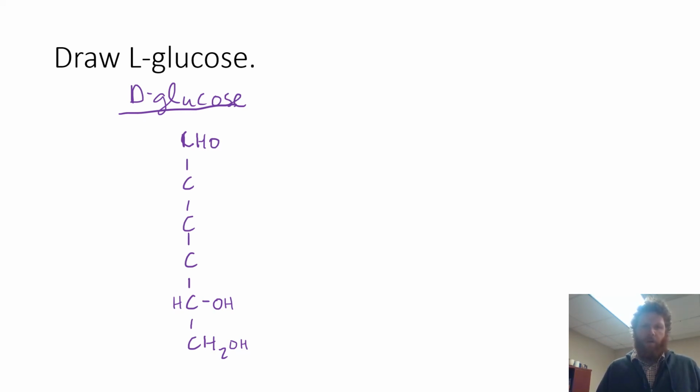Carbons number 2 and 4 for glucose have hydroxide on the right-hand side. Carbon number 3 has a hydroxide on the left-hand side. So then all that I need to do is fill in the rest of my hydroxides and my hydrogens. I am asked to draw L-glucose. How am I going to do that?